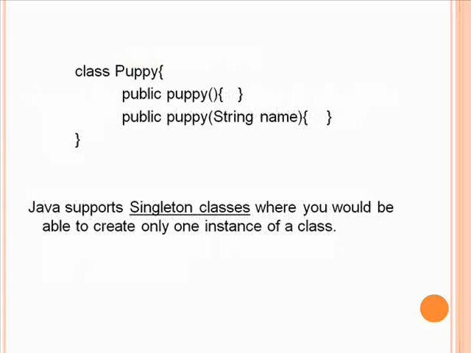Look at this code example. Here for the puppy class there are two public constructors. One is the default no-argument constructor and the other is a constructor which takes a string value as its argument. Java also supports singleton classes where you would be able to create only one instance of a class.